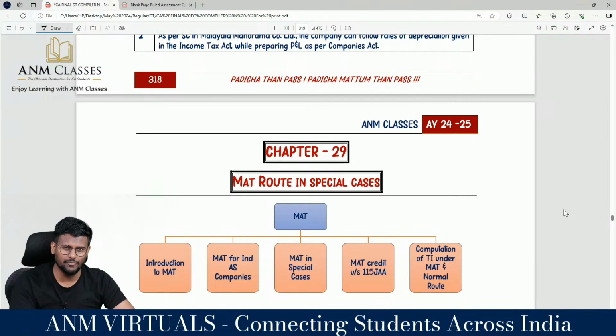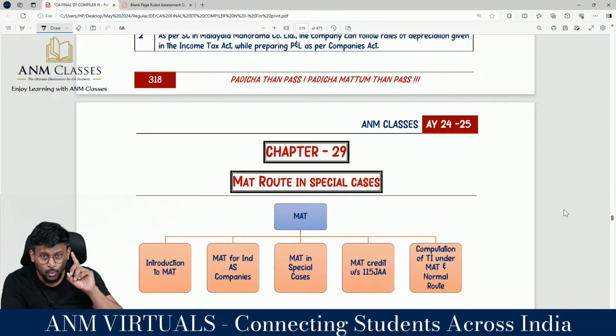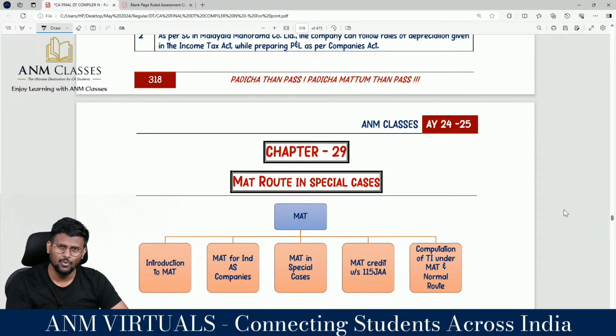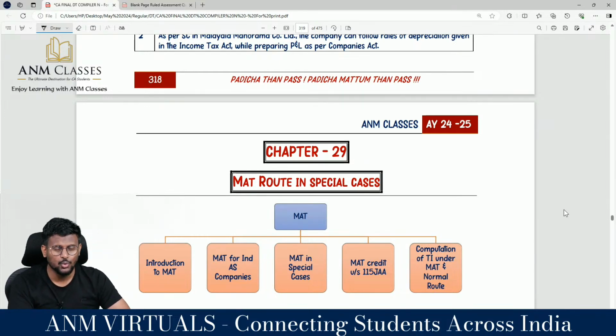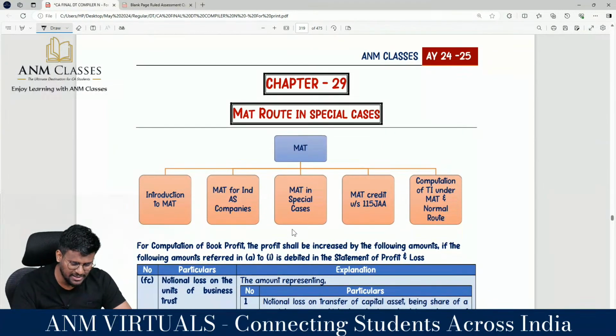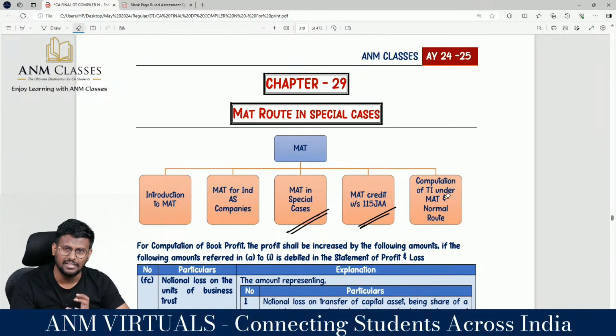That is the normal MAT provision. Redo 2 or 3 questions and study the special adjustments of the Ind AS MAT and do that 1 question. And in the coming slot, when you are doing the remaining 2 questions, my dear lovable students, you will be feeling so much comfortable in the MAT. And MAT in special cases is very easy, 5 to 10 minutes we can knock it off. MAT credit is another very easy part. Computation of total income under MAT route and normal route is again an easy part, my dear lovable students.